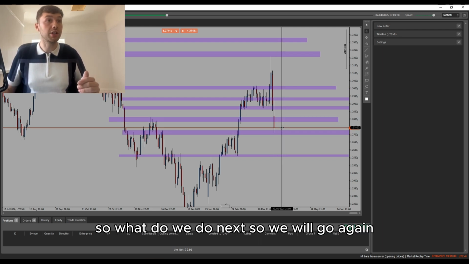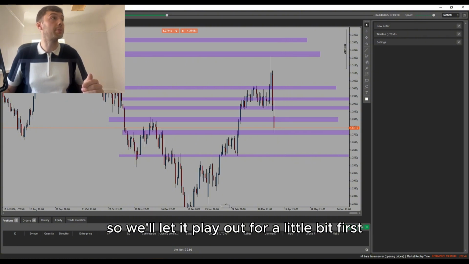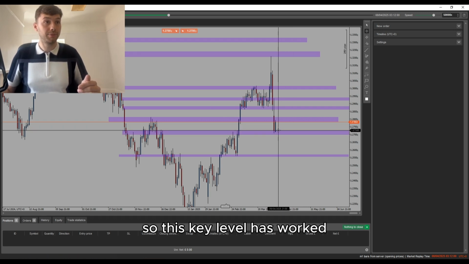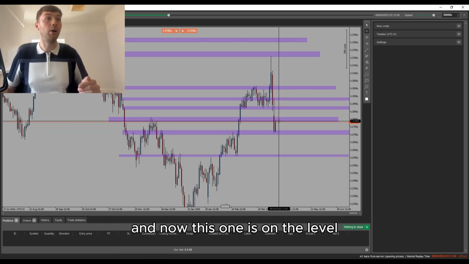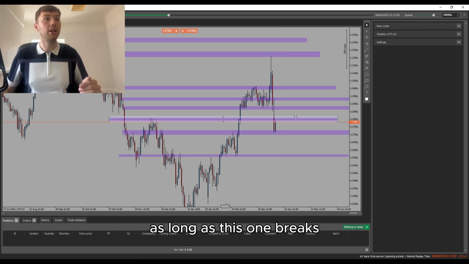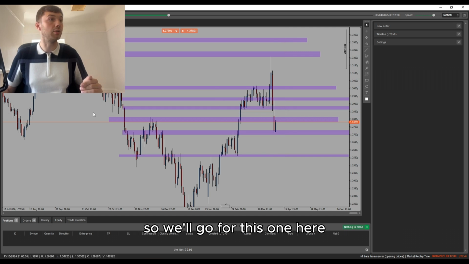So what do we do next? We will go again, so we'll let it play out for a little bit first. This key level has worked, and now this one is on the level. What it means to me now is that as long as this one breaks, it now means that this one is valid. So we'll go for this one here.